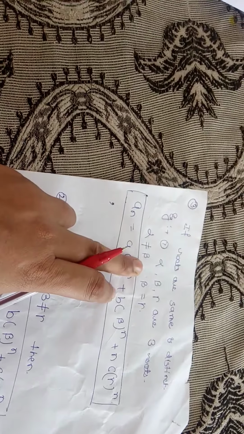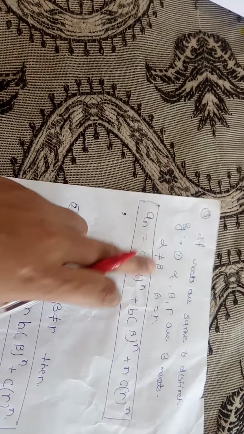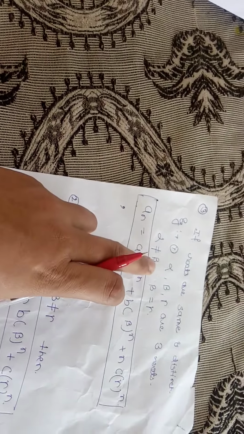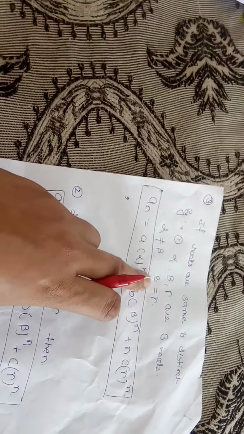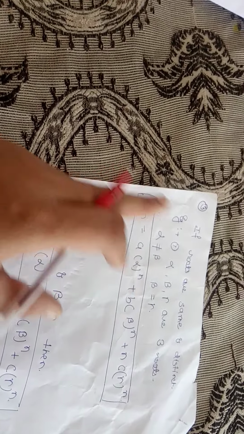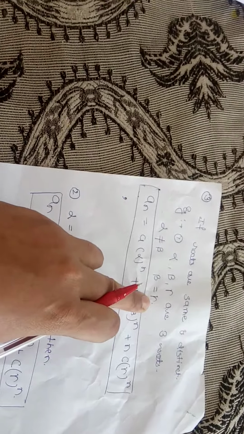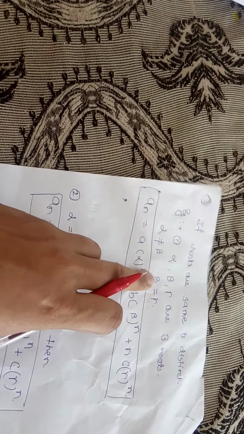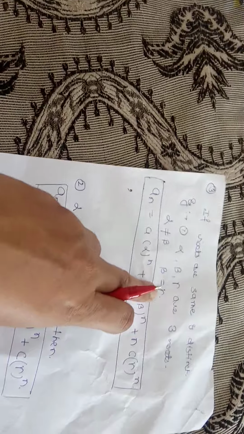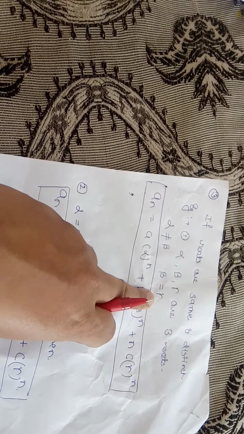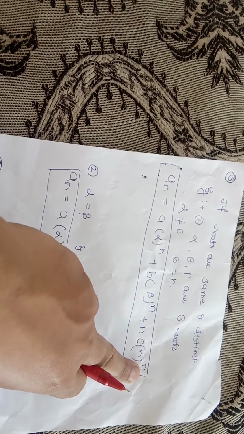So alpha and beta are not same. Fine. So a into alpha to the power n, alpha remains the same, plus beta and gamma value is same. That's why the first term is beta, so don't put n into multiplication. For the second value onwards, we have to put n into multiplication. Fine. The first value for this is beta. That's why b into beta to the power n plus, now we can put n into the multiplication, n into c into gamma to the power n.